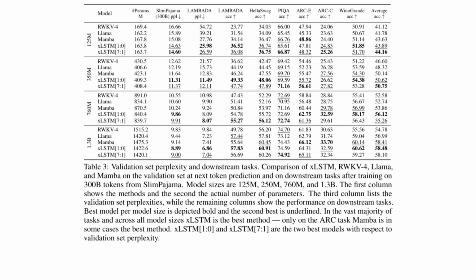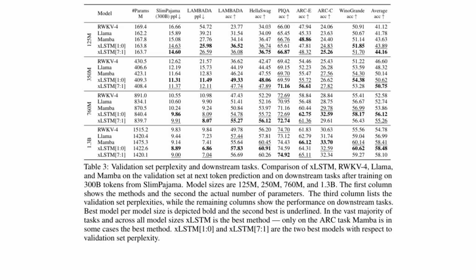Table 3. Validation set perplexity and downstream tasks. Comparison of xLSTM, RWKV4, Llama, and Mamba on the validation set at text token prediction and on downstream tasks after training on 300 GB tokens from SlimPajama. Model sizes are 125M, 250M, 760M, and 1.3B. The second column shows the actual number of parameters.